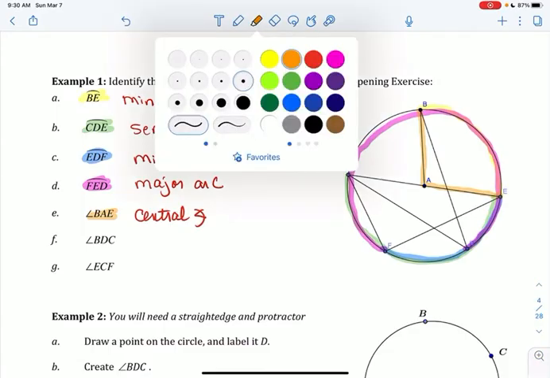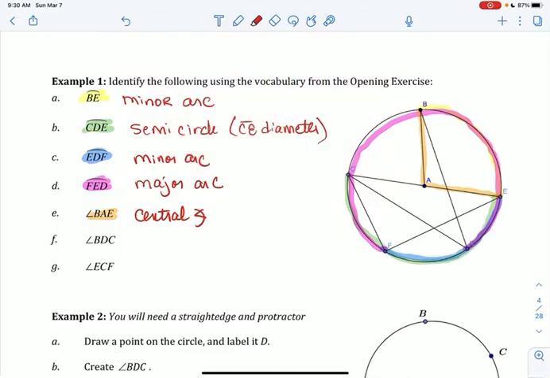Angle BDC. Do that in red. So BDC, so this way, B, and then D, and then C. Okay, so that is going to be an inscribed angle because the vertex is on the circle. And that one I had in red.